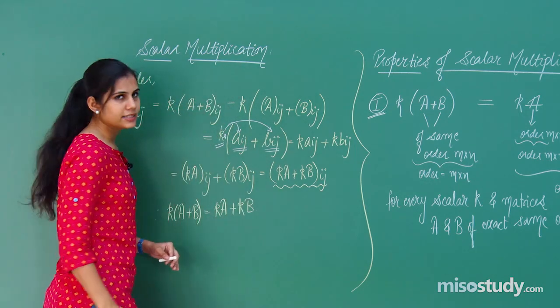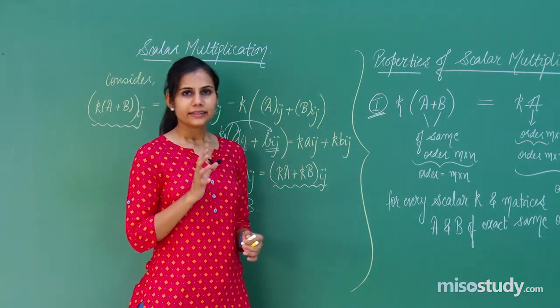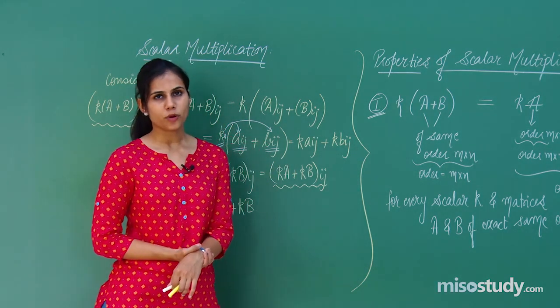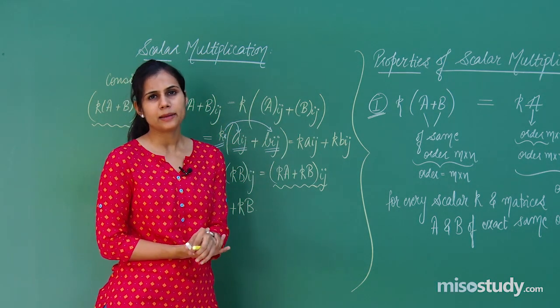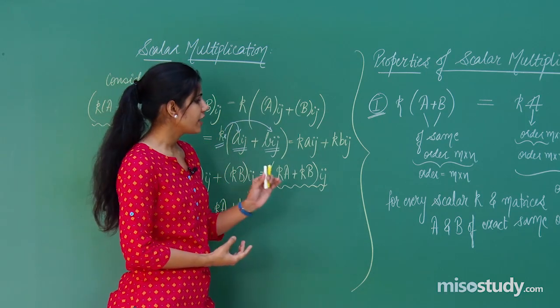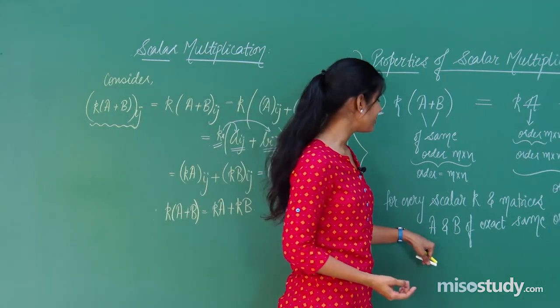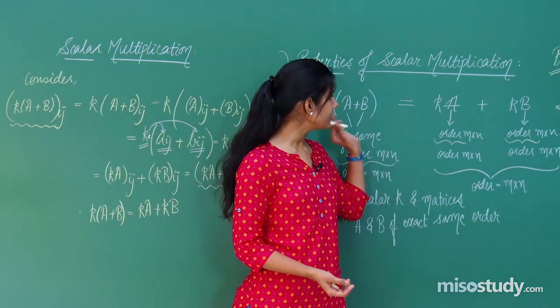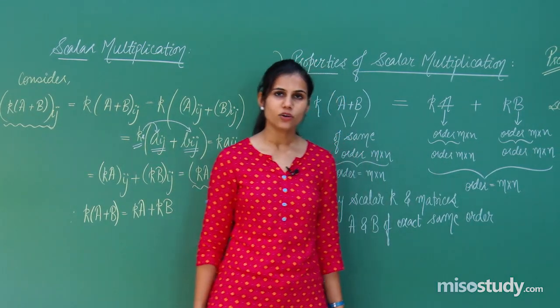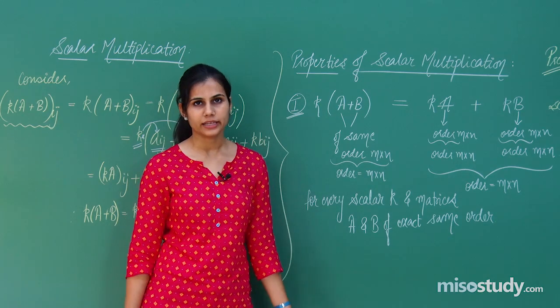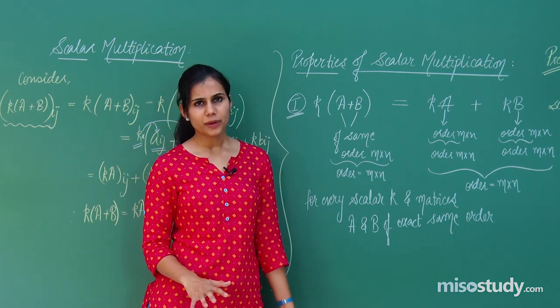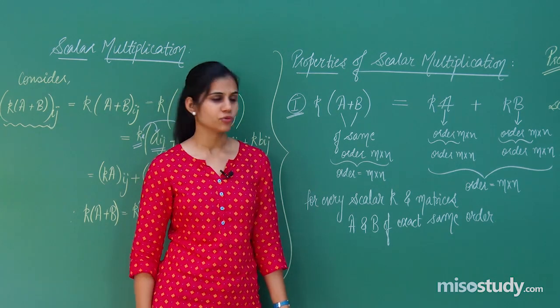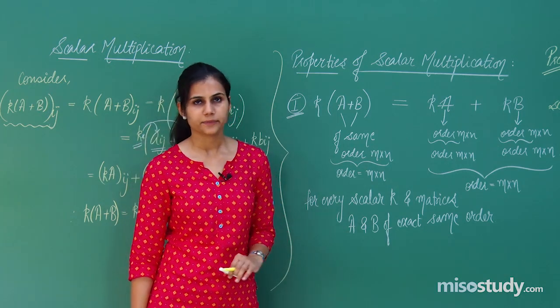So in the last class, in the example that we did, we actually verified this property. It was not just true for that example, in fact it is true for every scalar k and for every two matrices A and B of exact same order. The moment this hypothesis is met, this property is going to definitely hold. There is no confusion about that. We were verifying it by an example, but actually it is always true with this hypothesis holding.